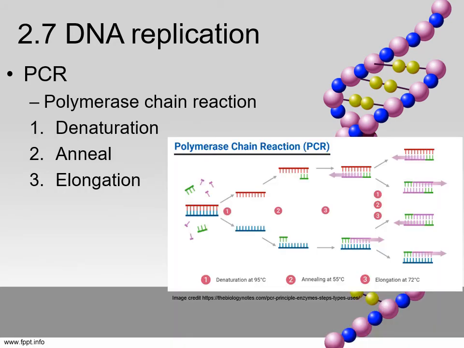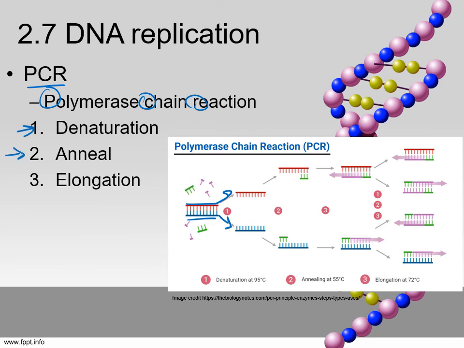So we in technology have been able to steal the idea of DNA replication, and we call this process PCR, polymerase chain reaction. And what we do is we basically hijack the process of DNA replication. So we start with our double-stranded piece of DNA. We're going to heat it up, which is going to cause the hydrogen bonds between the double strands of DNA to break apart. We're going to have denaturation. So now I have single-stranded DNA.